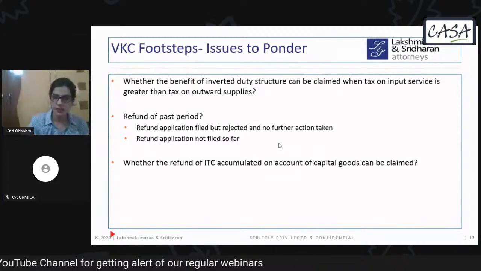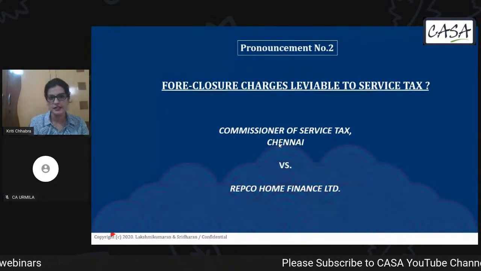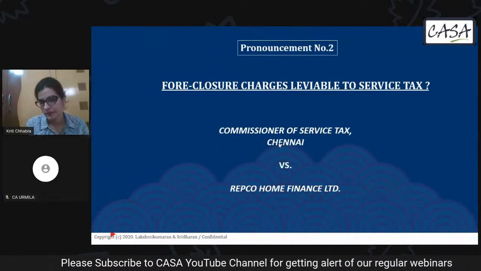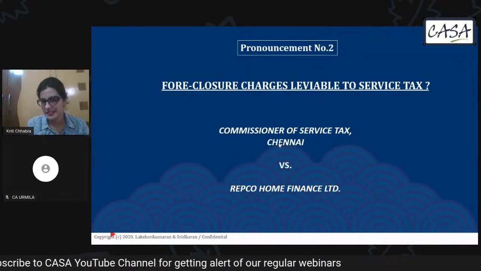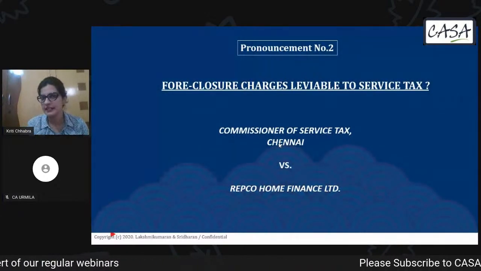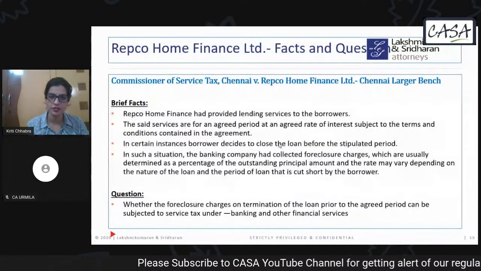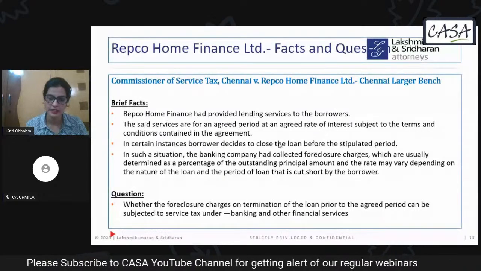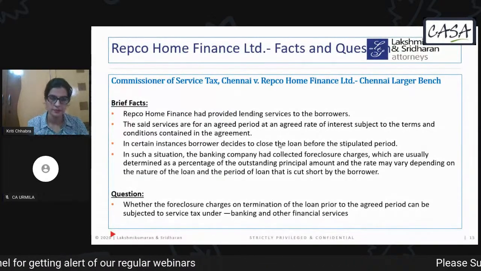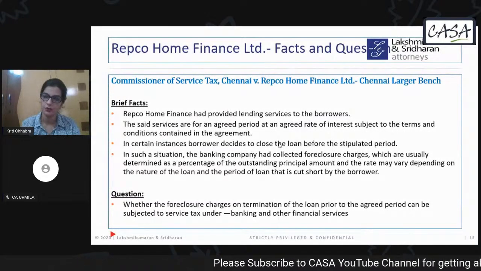Now let us come to another issue. The next pronouncement is related to foreclosure charges leviable to service tax. This is the case of Commissioner of Service Tax Chennai versus Repco Home Finance Limited. This is a Chennai CESTAT larger bench judgment. I picked this judgment because it is very important in respect of the disputes going on these days for liquidated damages. Therefore, I specifically picked this judgment. So let us see what was the problem in this judgment and what was the question before the court to analyze.